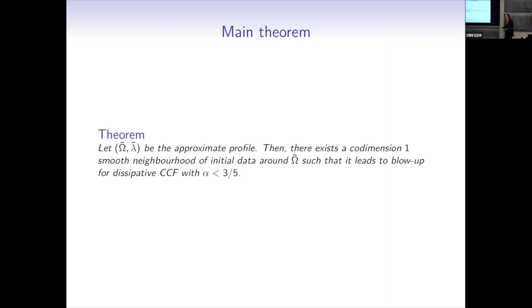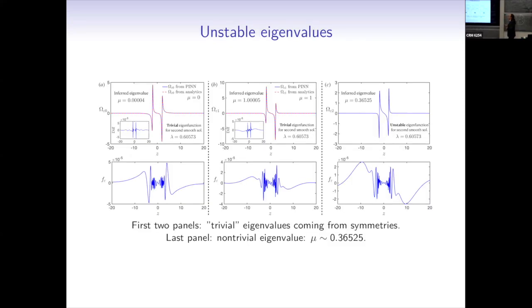The dimension of the unstable manifold in that case is 1. And we can find a dimension 1 smooth neighborhood of initial data such that it leads to blow up in this case, where the dissipation is below a threshold. Okay, so this is a plot on the stability that I mentioned before.